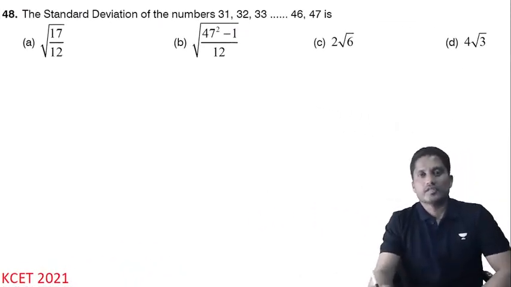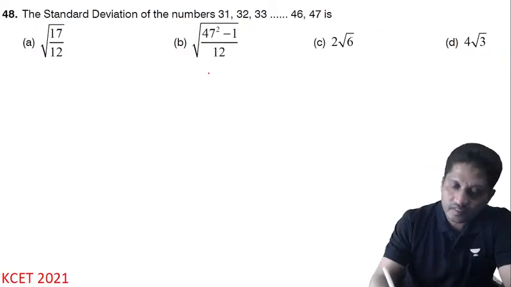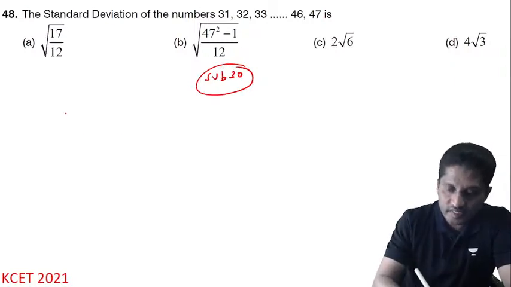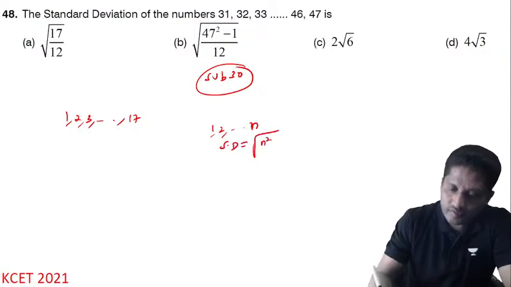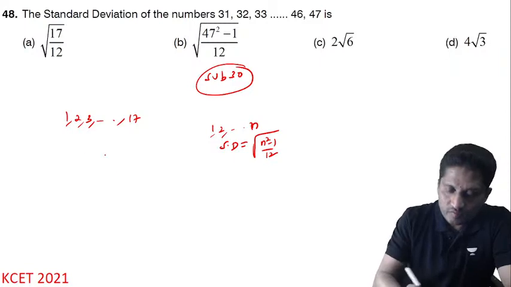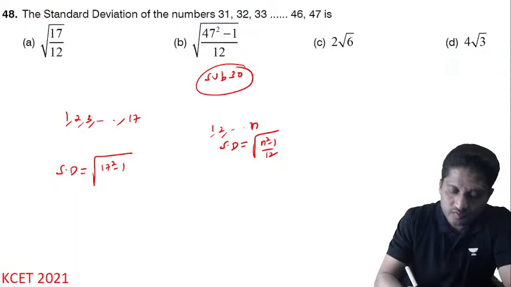The standard deviation of these numbers. See, if I subtract 30 from all the observations, now these observations can be written as 1, 2, 3 and so on up to 17. And if you have suppose 1, 2, 3 and so on up to n, then the standard deviation is equal to root of (n square minus 1) by 12. Now 1 to 17 standard deviation will be equal to root of (17 square minus 1) divided by 12. 17 square is 289, right? So this is 288 by 12, which is equal to root of 24.